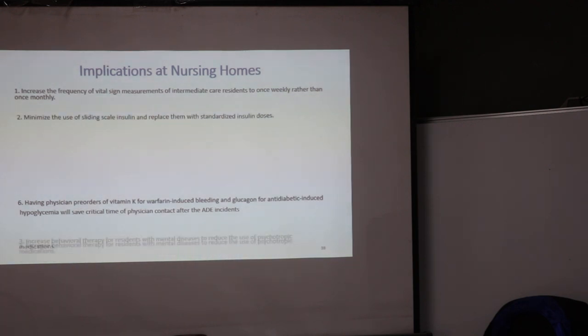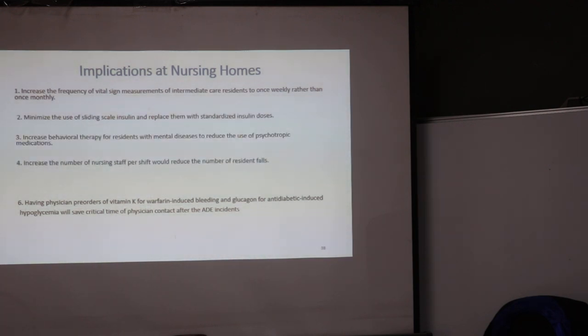Implications and recommendations. I recommend increasing the frequency of vital signs measurement. They usually measure vital signs, blood pressure, and pulse rate once a month. I recommend every week. Sliding scale insulin, they should stop this one because it's really hazardous.